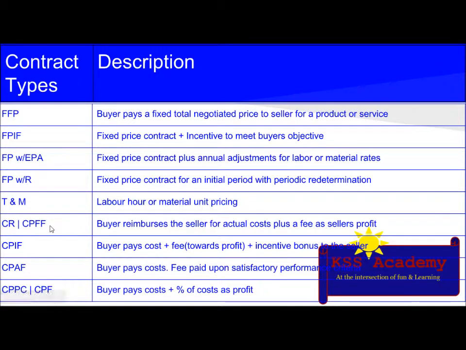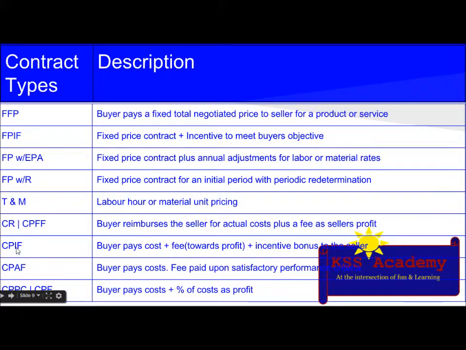Then the next thing is cost reimbursable or cost plus fixed fee. The description is the buyer reimburses the seller for actual cost plus a fee as the seller's profit. And the characteristics are the buyer has more risk than the seller. So this one is useful when the scope of work is not well defined or may alter. Fee may be established as a percentage of estimated cost, and it usually requires less time to prepare the contract.